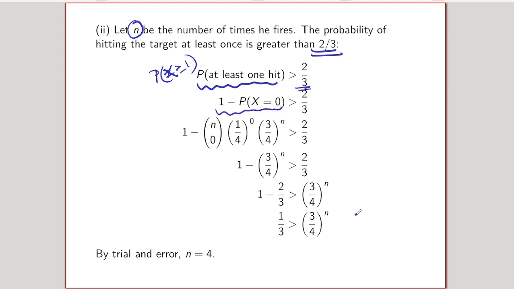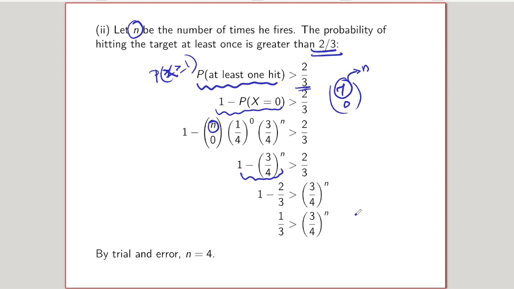P of x is equal to 0 is nothing but, note that here we should not write 7 power 0, okay, because here we are finding the value of n. We are not assuming 7 times only he is throwing to hit the target. Here we are going to find the number of times he can throw, so that the probability of hitting the target will be greater than 2 by 3. So we are going to determine the value of n. So we have to keep it as it is. So n will be as it is. So we will get 1 minus 3 by 4 the whole power n is greater than 2 by 3.